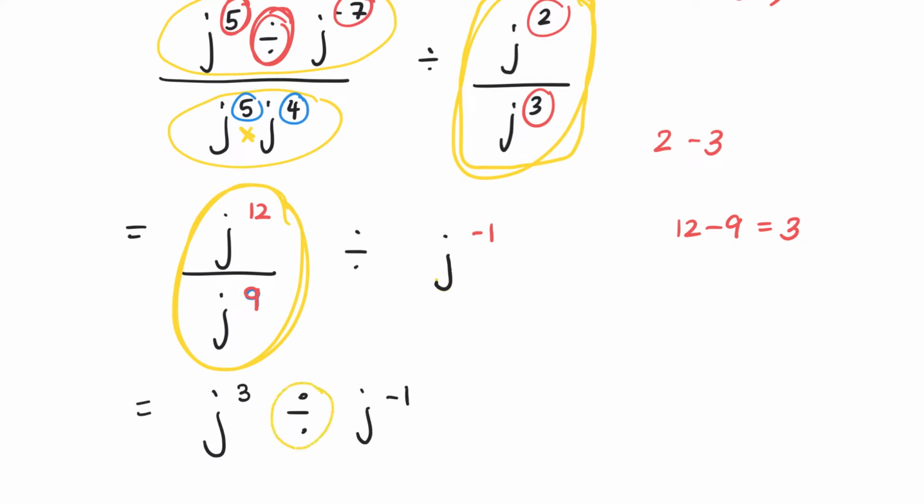I can keep going, right? I'm dividing powers with the same base. So I'm going to do what? Subtract the exponents. 3 take away negative 1 is equal to positive 4. So my final answer, simplifying this power and writing as a single power, would be j to the power of 4.